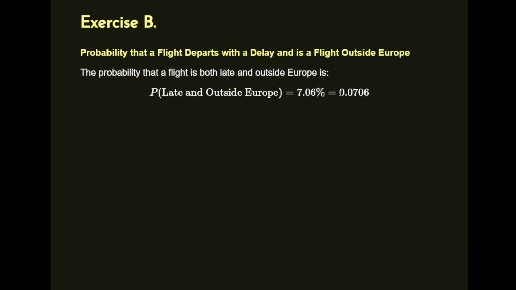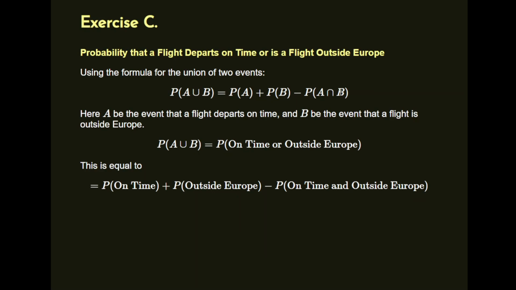So the probability that a flight departs with a delay and is a flight outside Europe. So it's late and it's going outside Europe. That is 7.06%. So that's just looking up the table. It's a straightforward reading of a value from the table. These are straightforward enough, really. But we're going to get a little bit more complicated.